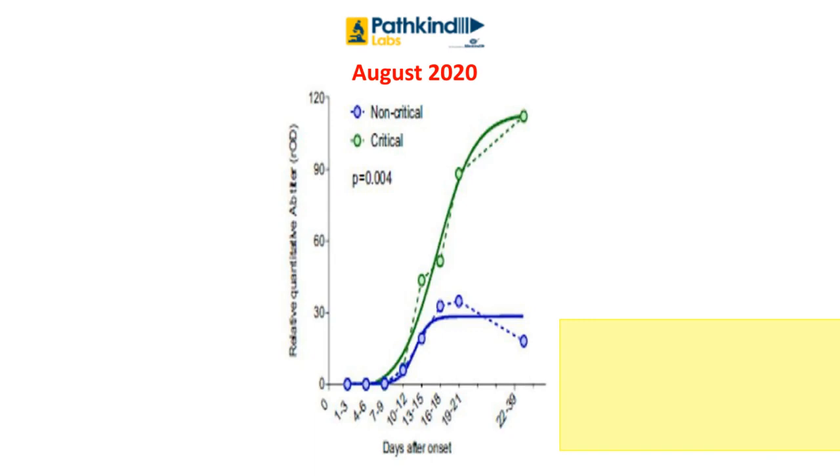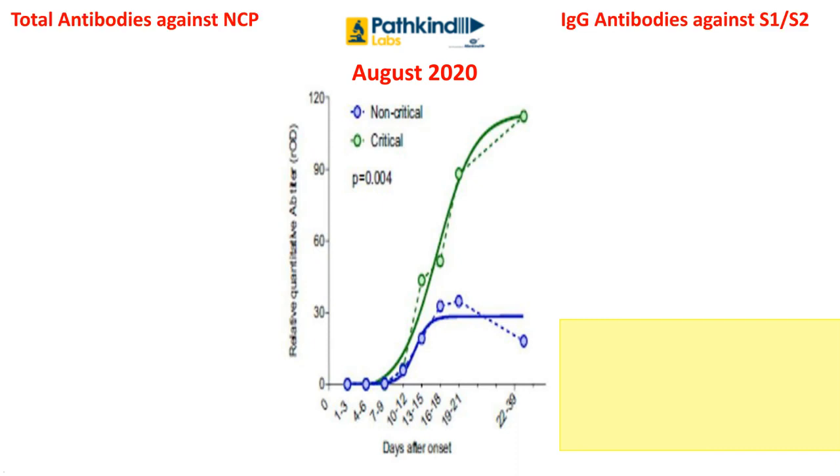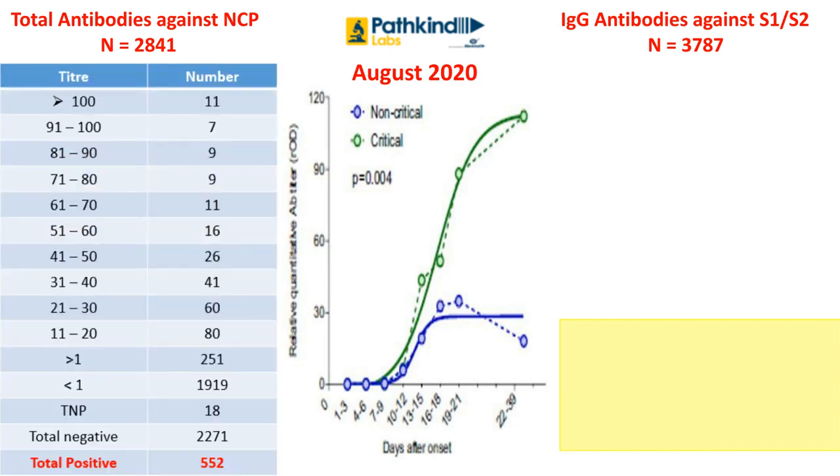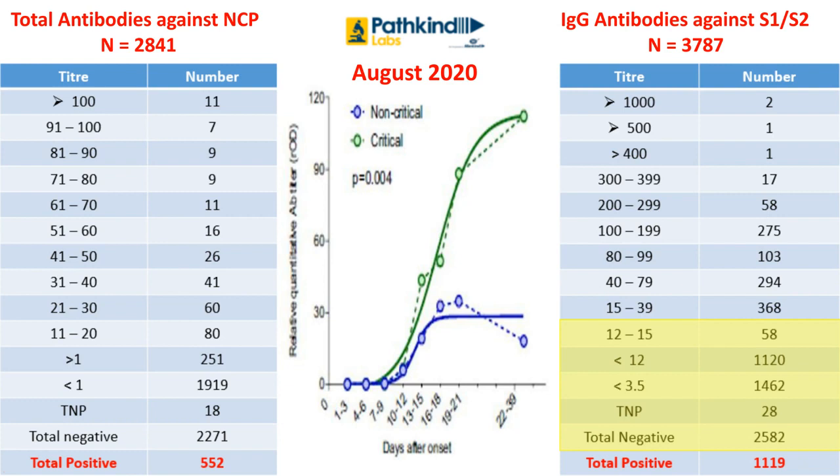When we tested in August 2020, we used nucleocapsid antibodies and also antibodies against the spike protein. We found that the majority of the persons tested had low titer antibodies, and so they were not suitable for transfusion.